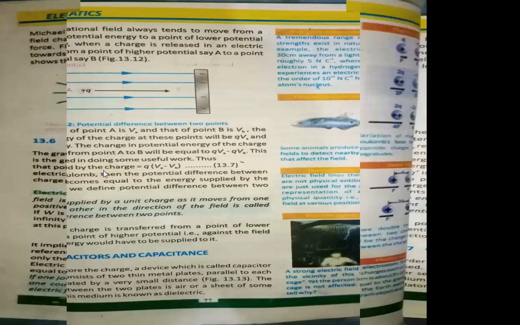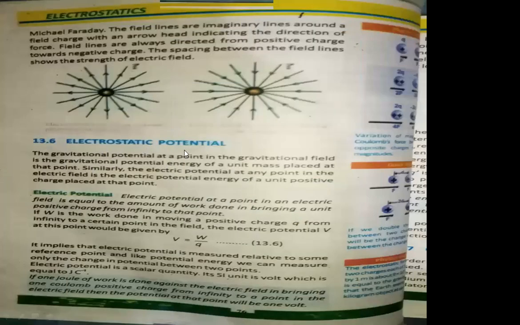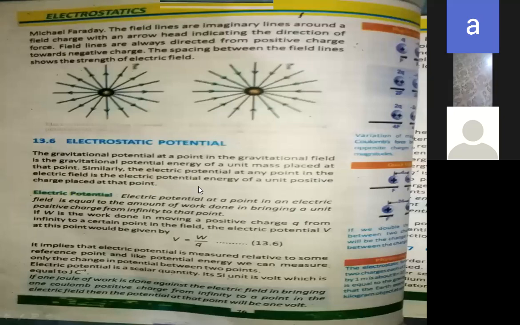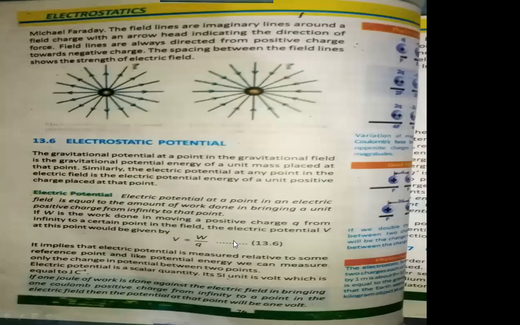In this topic, we discussed the electrical potential, electrostatic potential. I told you about the gravitational potential and the electric field, and for the electric field, we say electric potential. So gravitational potential and electric potential. Then we studied that the electric potential is denoted with V equal to W by Q, where W is the work done and Q is the unit positive charge.